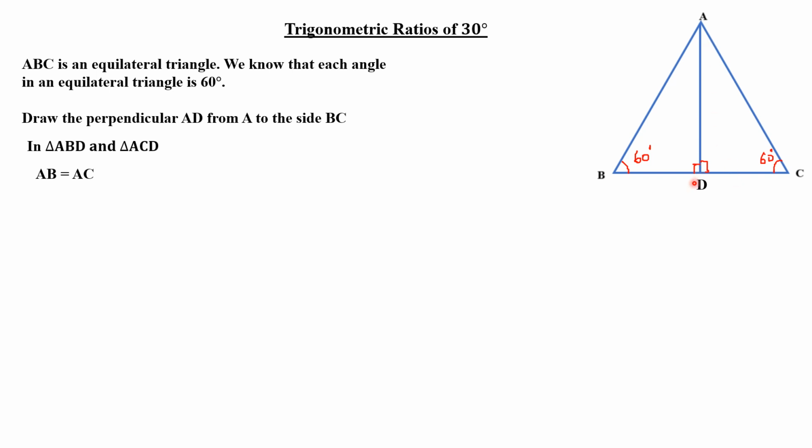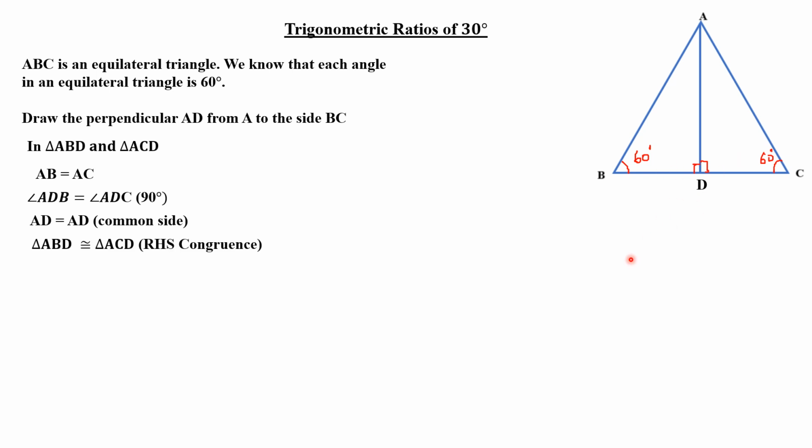Next, angle ADB and ADC will be 90 because I have drawn perpendicular AD from A to the side BC, isn't it? Now third one is AD is the common side in both the triangles. So by this I can say that both the triangles are congruent. So triangle ABD is congruent to triangle ACD. Now what will be the criteria? So you can see both the triangles are right angle triangles and AB and AC will be the hypotenuse. So can I say both the triangles will be congruent using RHS criteria? Isn't it? Now if two triangles are congruent, then we know that their corresponding parts will also be equal.